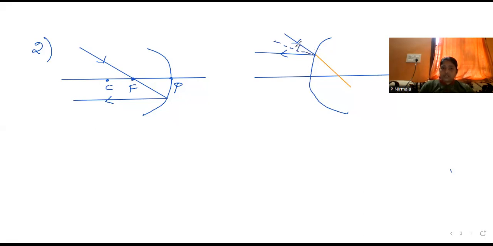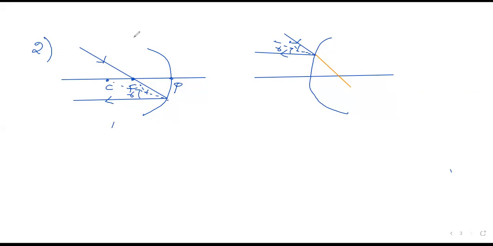So this is the incident ray and this is the reflection. Here also we have this incident ray and this one is the reflection. Okay, this case is clear. So now the third case.